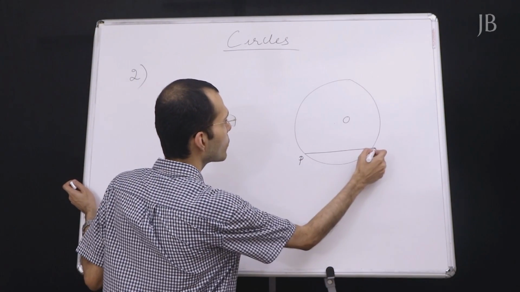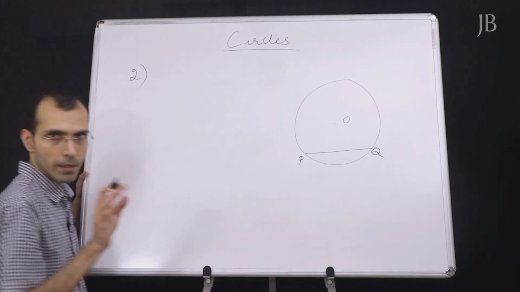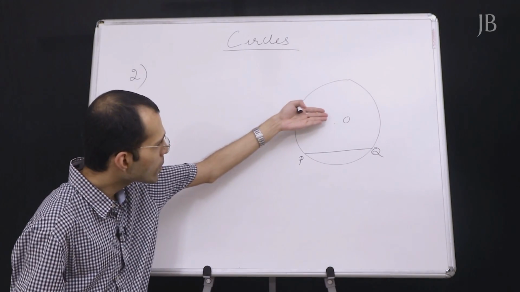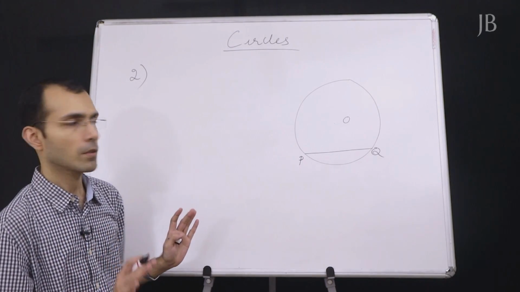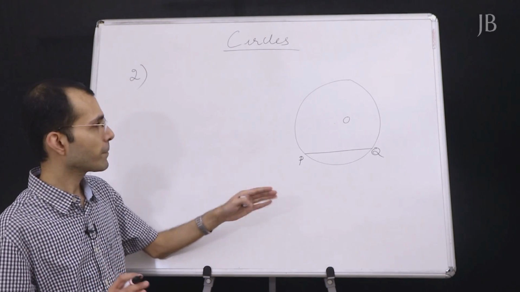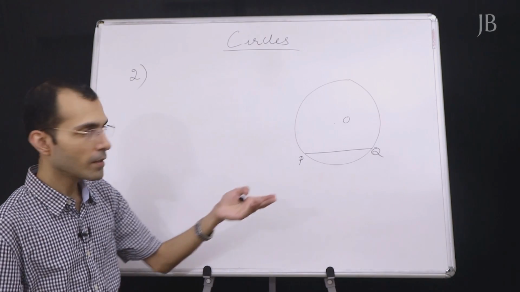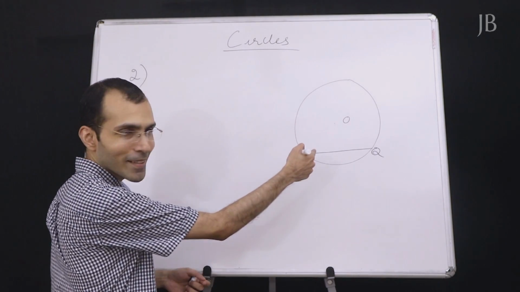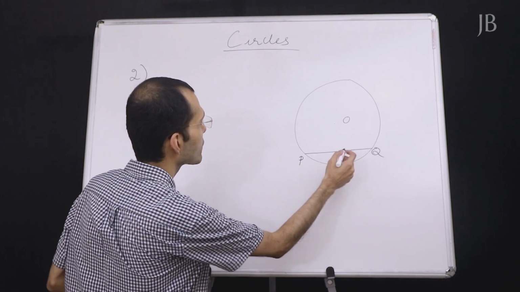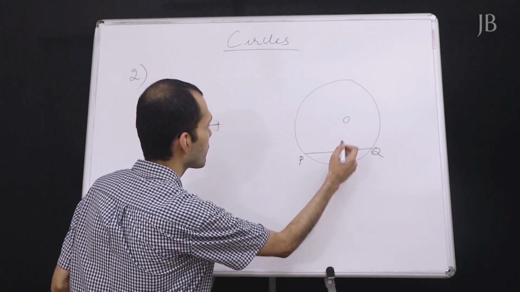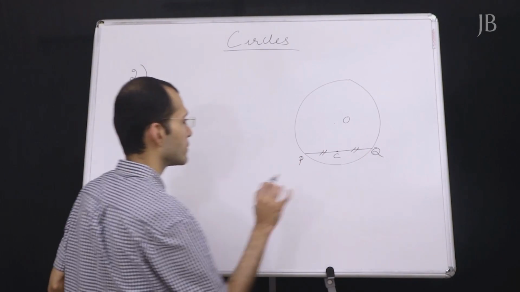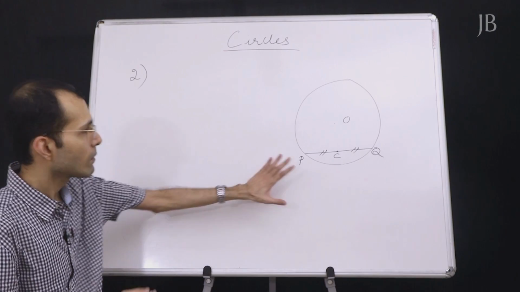Let PQ be the chord. Now don't drop a perpendicular. No. PQ is the chord. O is the center of the circle. Now you take the midpoint of this chord PQ.